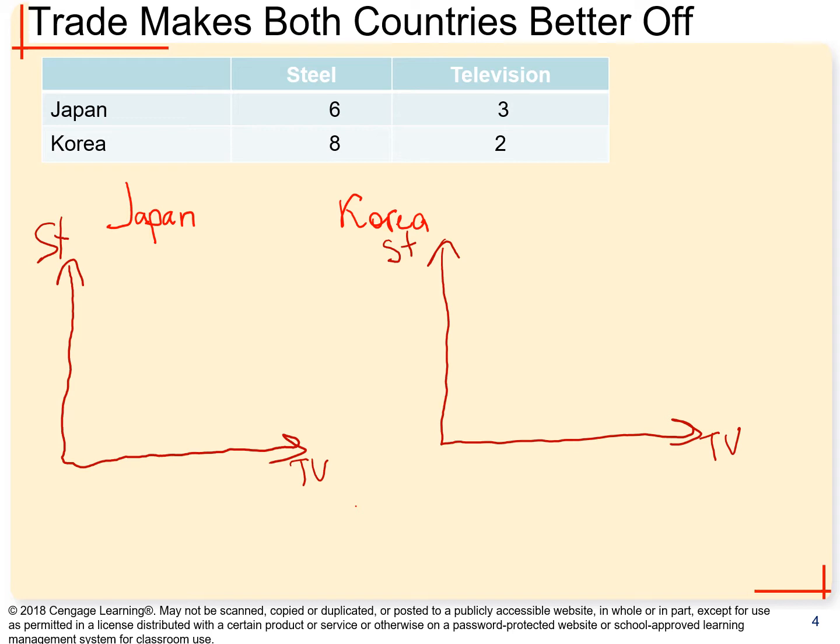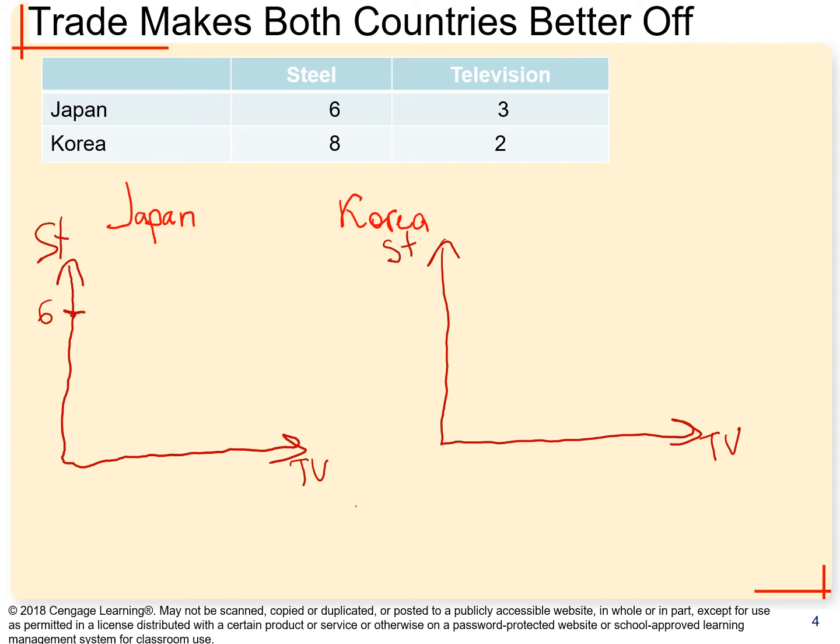Next, Japan can produce 6 units of steel. So I'm going to take a point and say this is 6, and Japan can produce, once again, either 6 units of steel or 3 units of TV. Remember guys, when Japan is producing 6 units of steel, it doesn't produce any TVs. So this is the point indicated on our graph. Japan is producing 6 units of steel and 0 TVs.